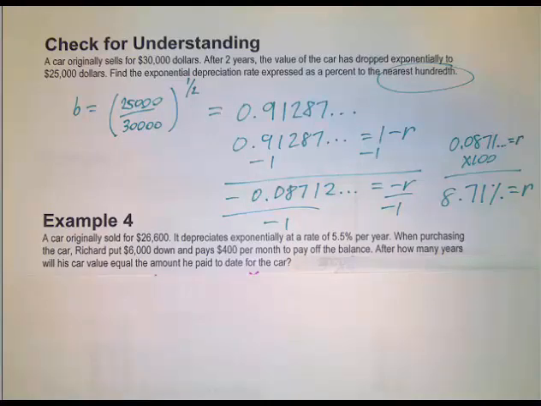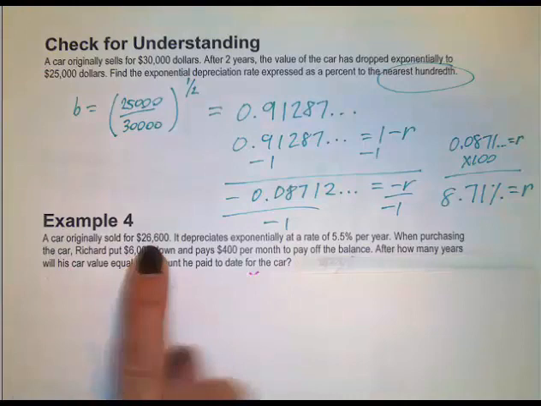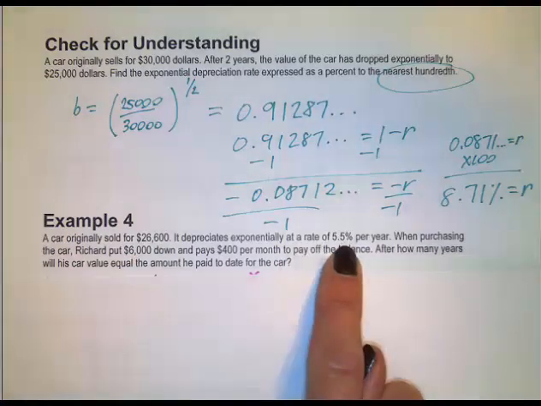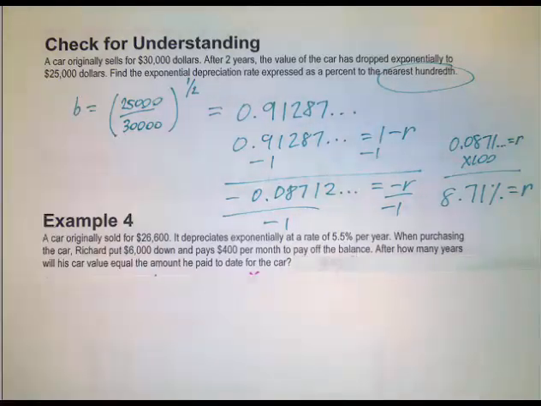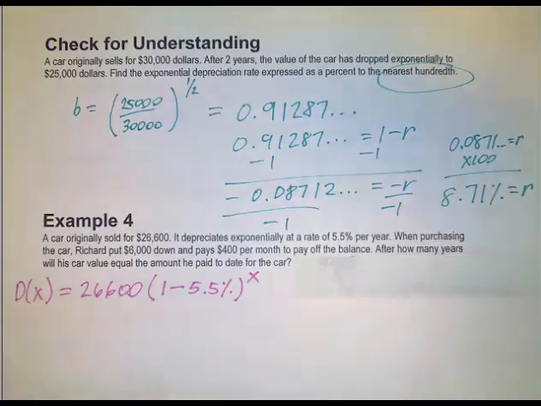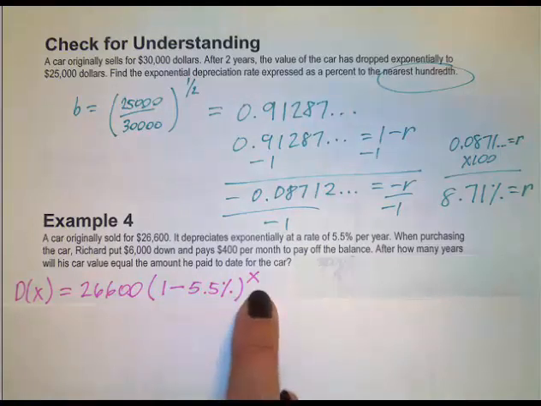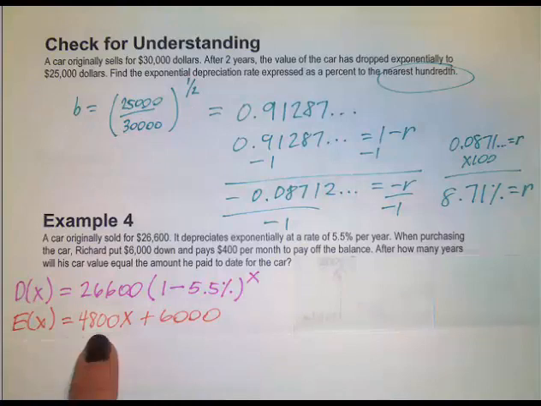So we have two different things going on here. We have an exponential and a linear. So the exponential is the sold amount, and it depreciates at a rate of 5.5% per year. So we're going to use our equation from the previous page. So not y equals, we're going to use d because that's the depreciation amount. So d of x equals a, the original amount, times 1 minus 5.5% raised to the x. Then we have the amount we are paying, so our expense. So our expense is 4,800x.